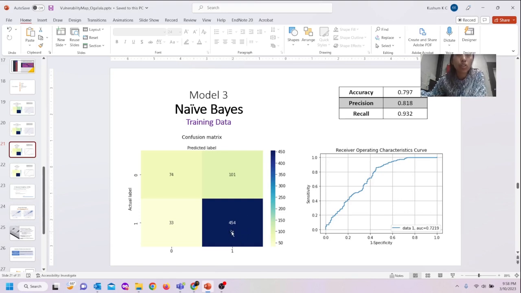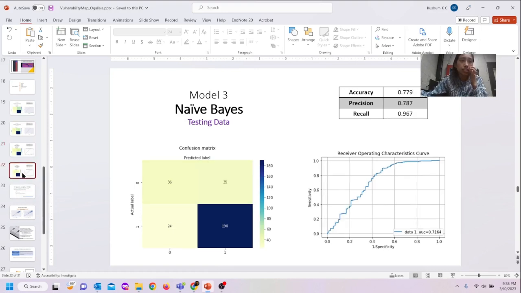Here the model's capacity for predicting 1 is 454. So the area under the curve is 0.72. That means the naive Bayes model is better than the logistic model. In testing data also, we have found a similar outcome.